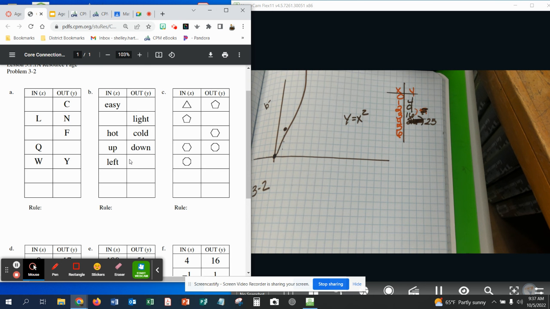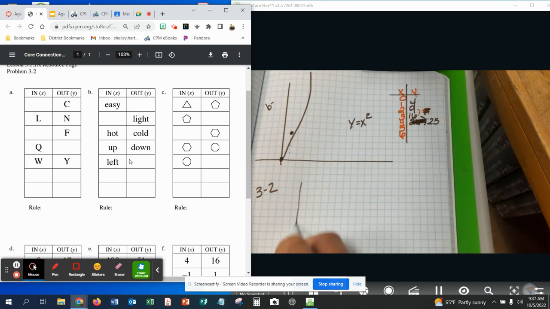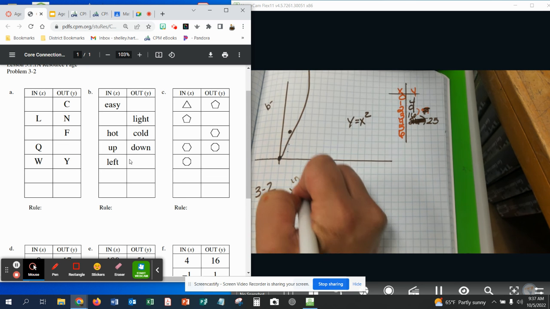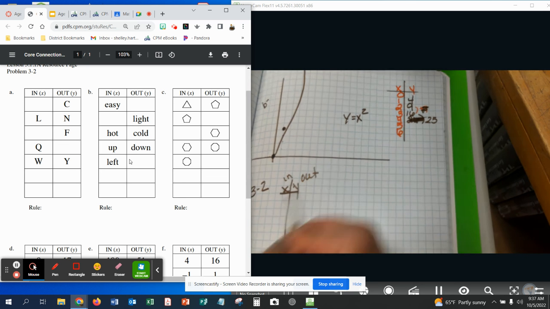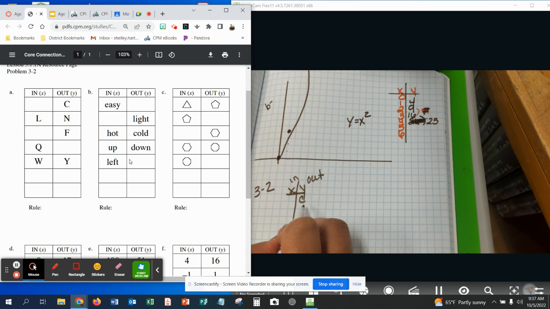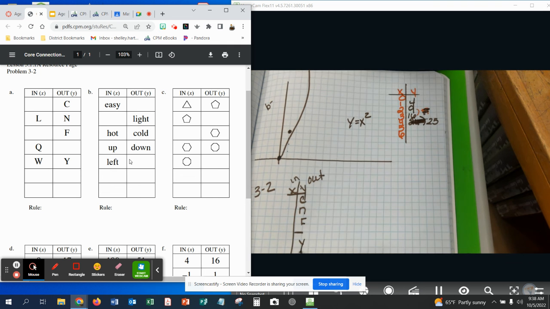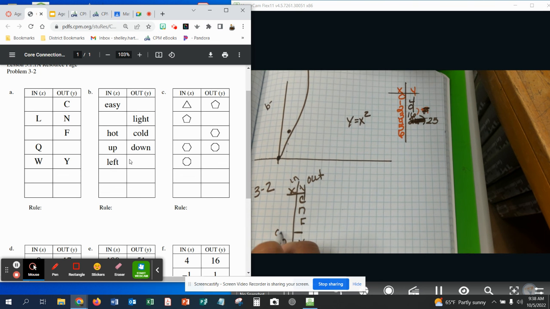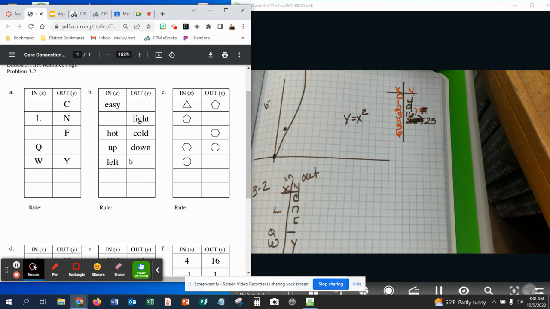They've given us an in and out table. These are just a bunch of X and Y tables. X being the in, Y being the out. Okay, they've given us C, N, F, blank, Y. This is a WY. This blank has a Q. The F has nothing, and then the L and the N. All right, they've given us 2 clues to find out what the rule is. Can you fill this in?